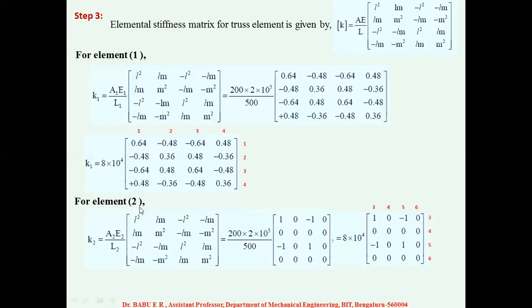Now you go for element 2. So K2 is equal to A2E2 by L2 in the bracket. So write down the stiffness matrix, which is equal to 200 into 2 into 10 to the power of 5 divided by the length of the element, which is 500, into the direction cosine matrix.